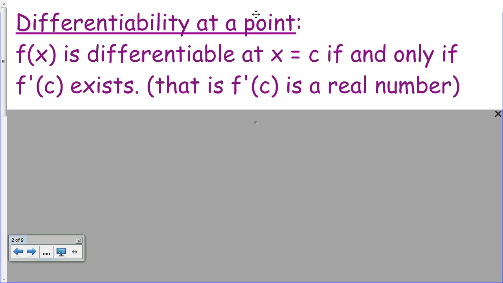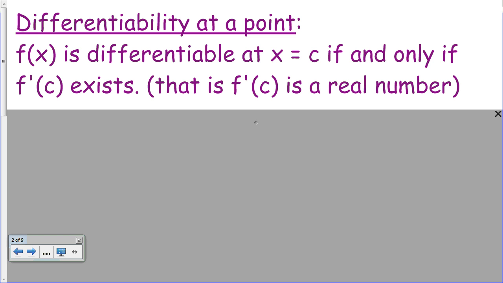The first one is for differentiability at a point. We say that f of x is differentiable at x equals c if and only if f prime of c exists. What we mean by that is that f prime of c is a real number. If you recall, in that definition of continuity, f of c has to exist in the first part of the definition. What does that mean? It means that when you plug a number c into your function, you get some number out. F of c exists. And the same idea applies to this definition of differentiability.